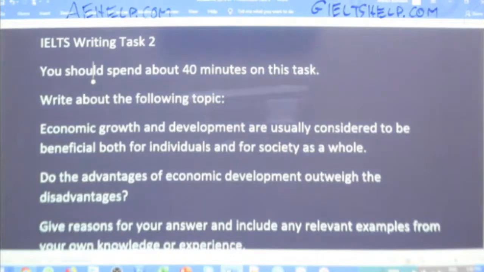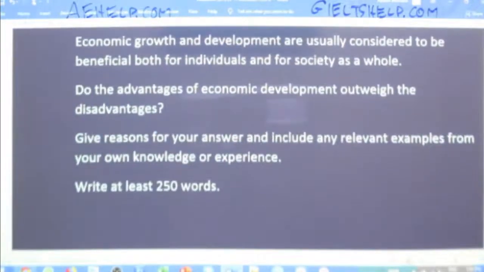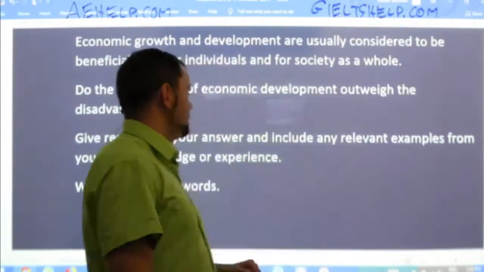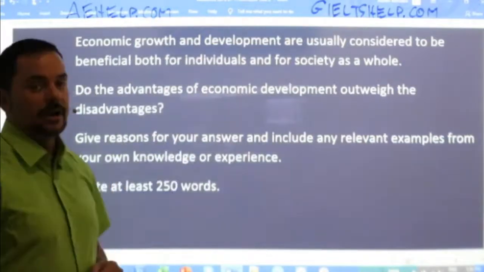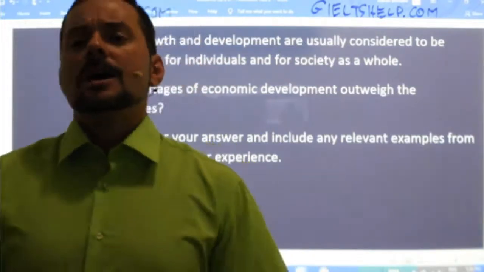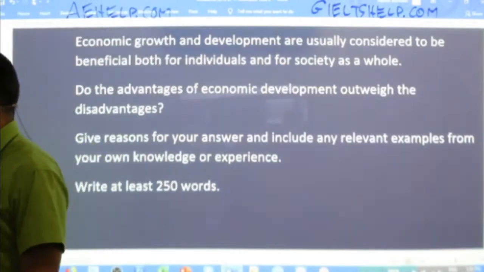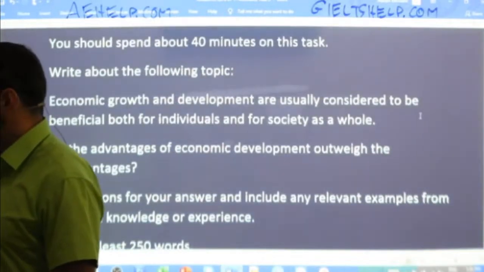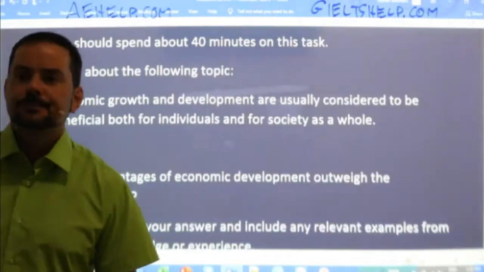It's a good question. Okay, and then, of course, it says give reasons for your answer and include any relevant examples from your own knowledge or experience. Fantastic. All right. So step number 1, let's paraphrase this question. So let's write this using our own words. Go ahead, everybody, and do that.